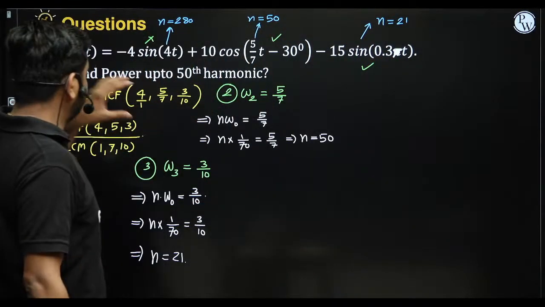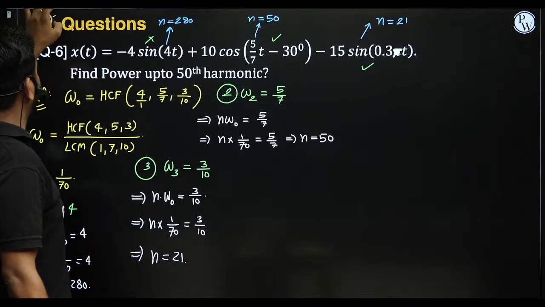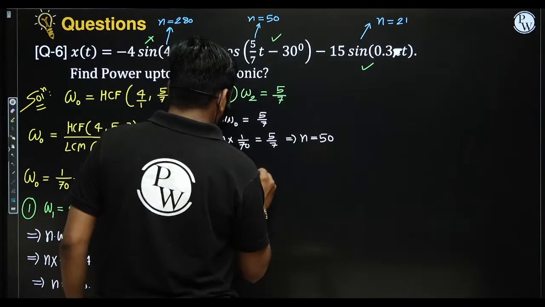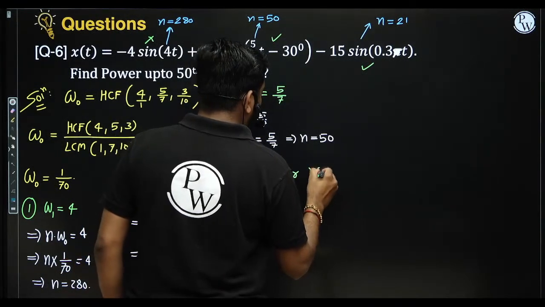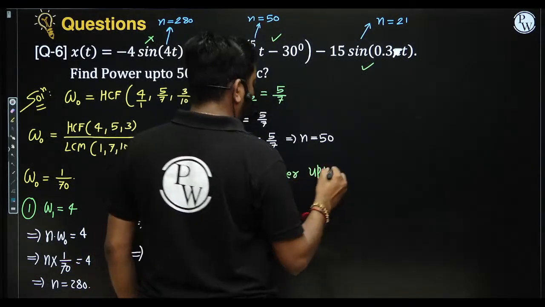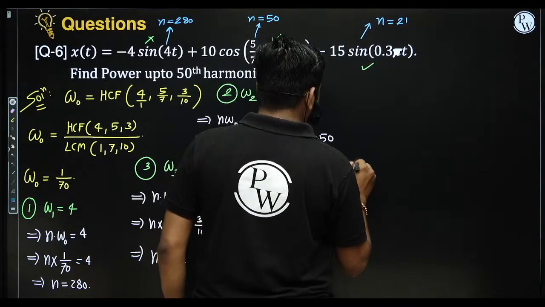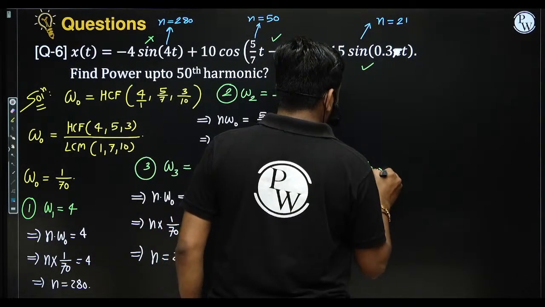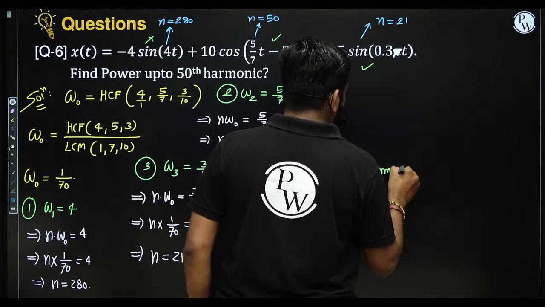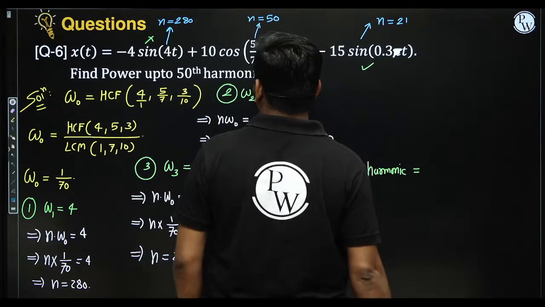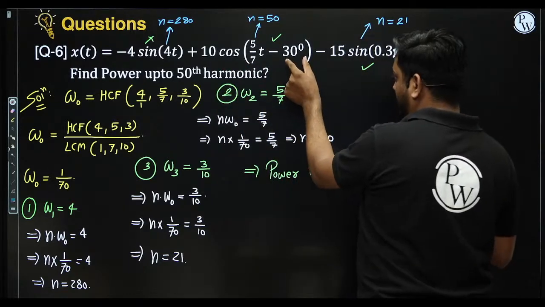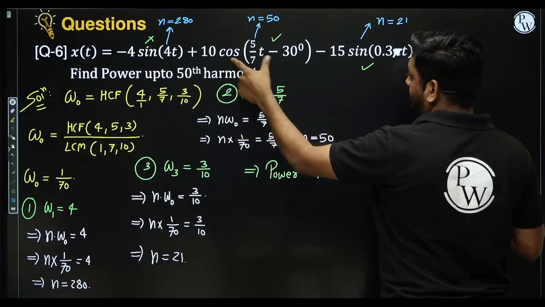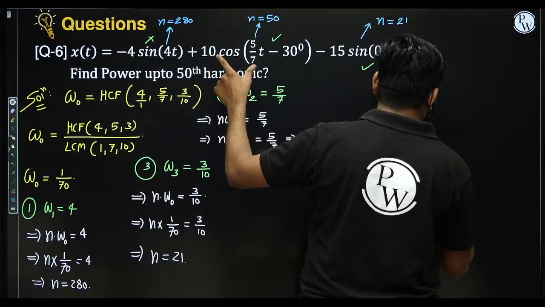They are asking power up to the 50th harmonic, not total power. So here I can say power up to the 50th harmonic. For that you have to consider only these two terms. Additional phase angle, as I told you, doesn't alter the power. So what is the power of this? It is 10 square by 2.